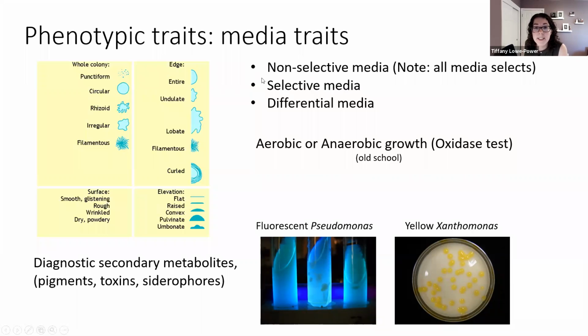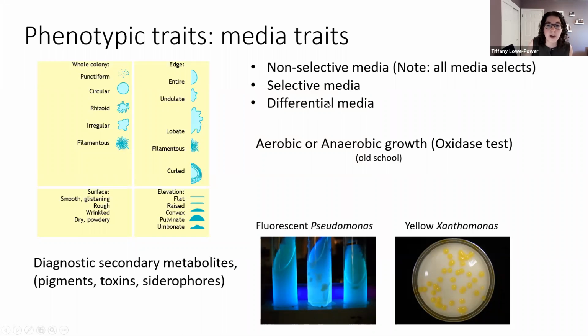If you have a suspicion of what you're growing, people have defined specific medias that can help you pull the right needle out of the haystack. And these can have different antibiotics in them. Sometimes if you're focusing on bacteria, you'll put fungicides so that you don't get fungi growing out. And so that can help you narrow down what you're looking for.